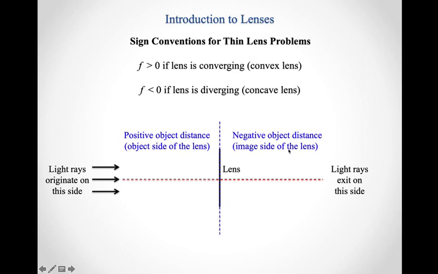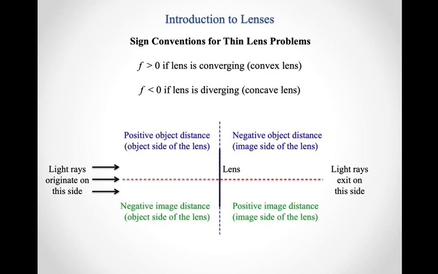If your object is over here for whatever reason, and again, as a general rule, if you just have a single lens, that wouldn't be the way you'd set them up. But as you start putting lenses together, it is possible to use the image formed by your first lens to be the object of your second lens, and then you can have situations where the object for your lens is sitting over here on the other side, so not the side that the light originates on, but on the side where the light exits. In that case, you would have a negative object distance because it's sitting on what we would think of as the image side of the lens.